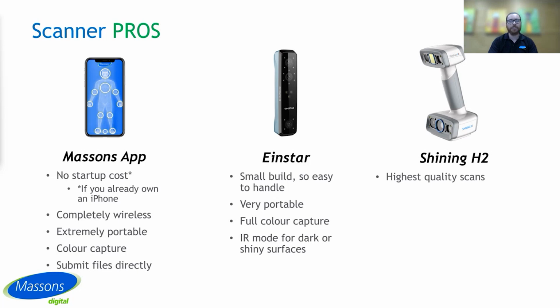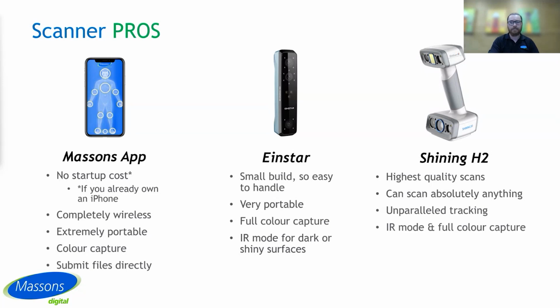When it comes to the Shining H2, it's the highest quality scans that we can take. And we can scan absolutely anything. The H2 is designed to scan for something as small as a coin to as big as a car. So for O&P, it covers absolutely everything that you could possibly want. Compared to everything else in the line, it has unparalleled tracking. If you come off the scan at any time, it knows exactly where it was based on the shape or markers within milliseconds. Like the Einstar, it also has an IR mode and full color capture.